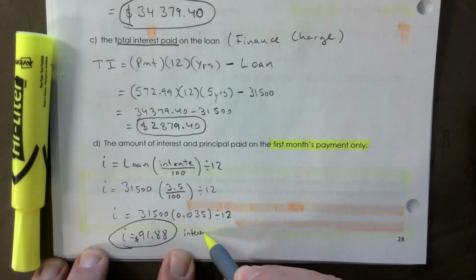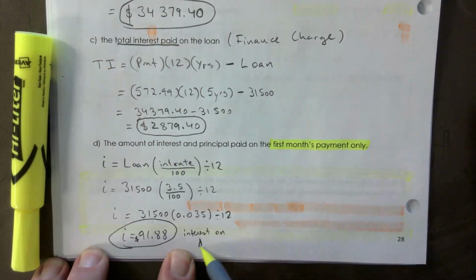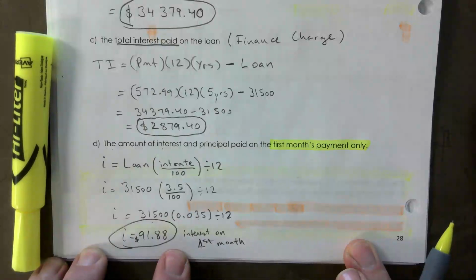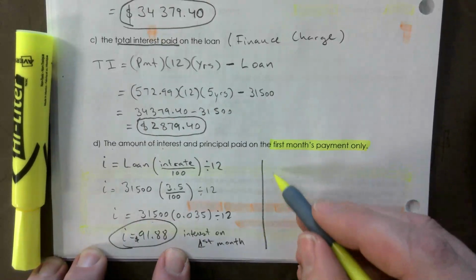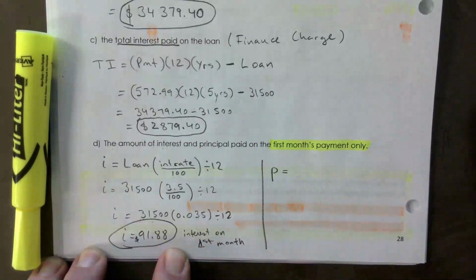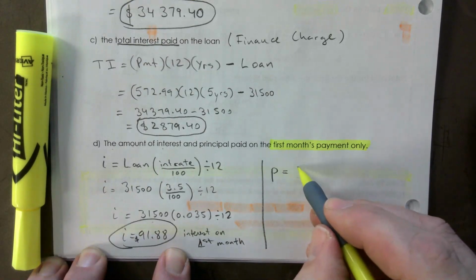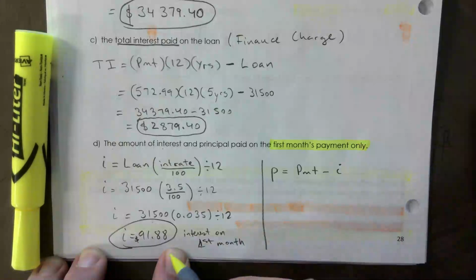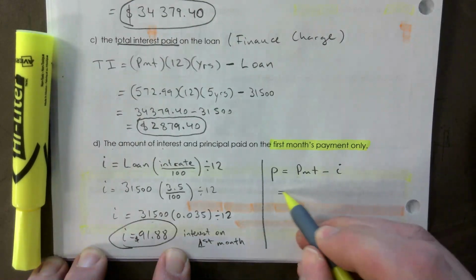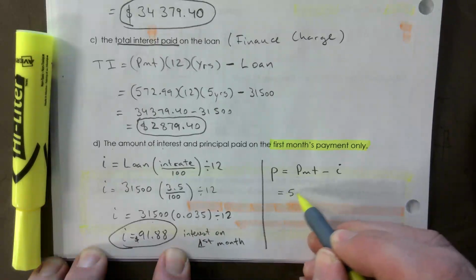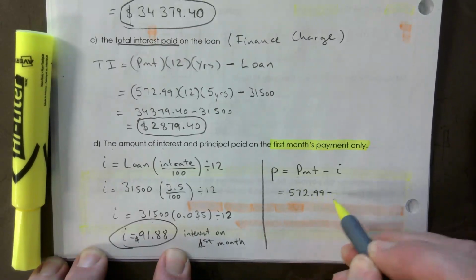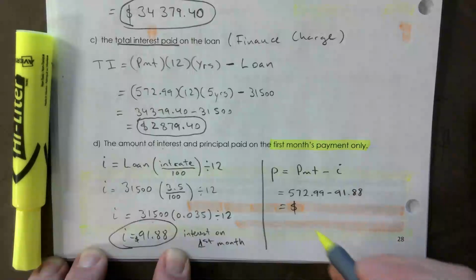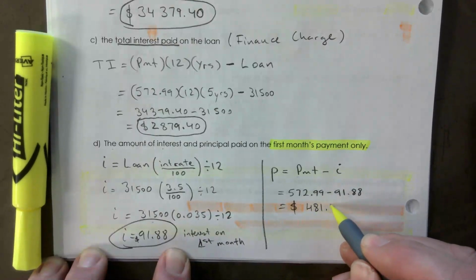Interest on first month. And how much is your principal? Principal is the amount that actually goes towards your payment. It's payment minus the number you just calculated, this one. So take your payment minus 91.88. It's 481.11.